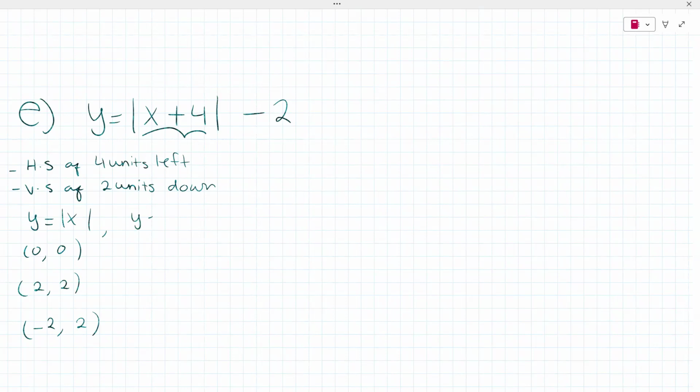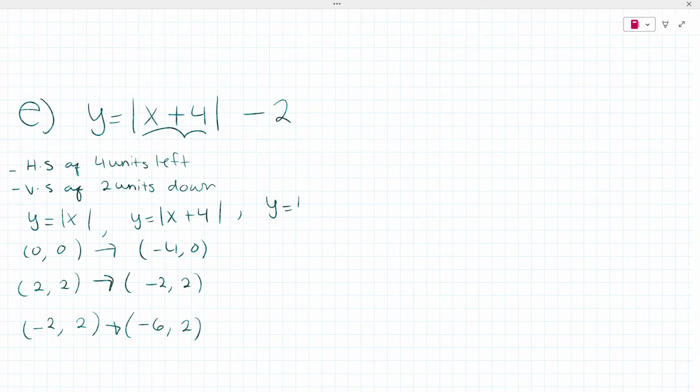And then what I'm going to do is graph y equals absolute value of x plus 4. We said that the x plus 4 represents a horizontal shift of 4 units to the left. So all you got to do is subtract 4 from the x coordinates of the previous points. So 0, 0 will now be -4 comma 0. 2 comma 2 would be -2 comma 2. -2 comma 2 will be -6 comma 2.